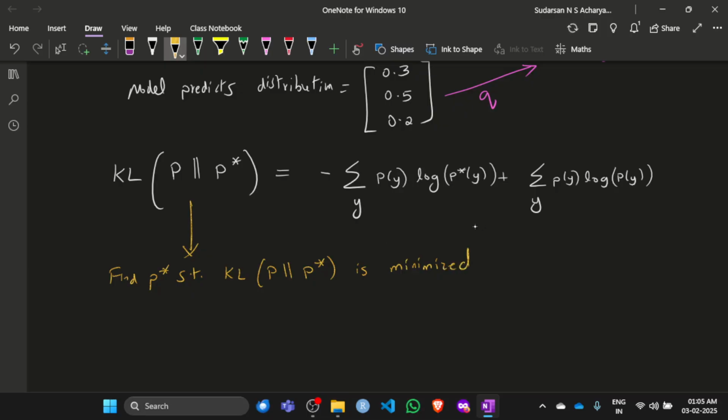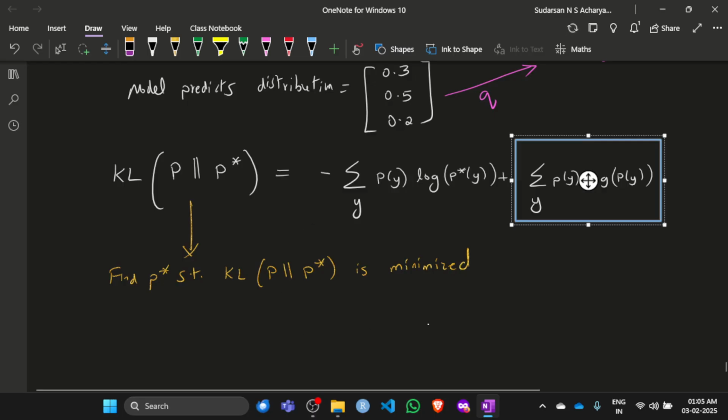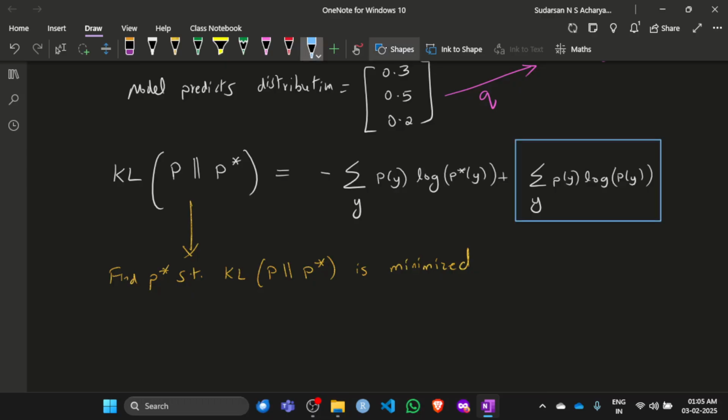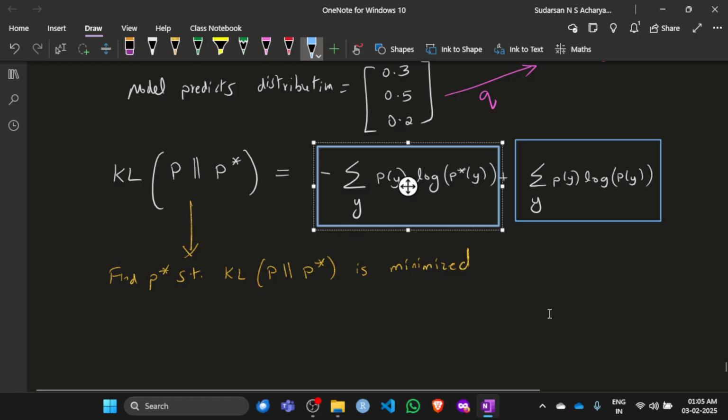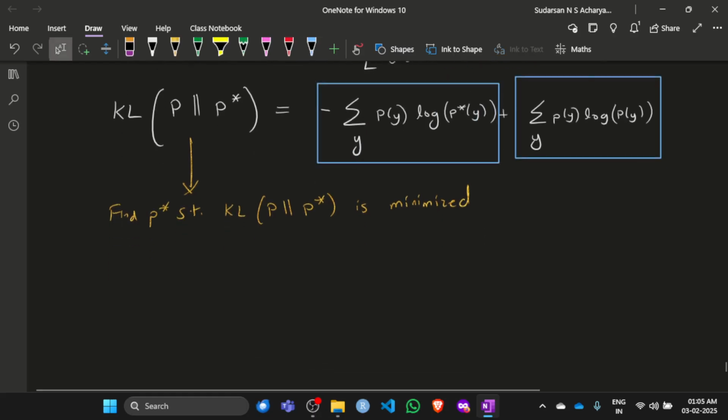So if you want to do that and you look at what the KL divergence on top is, the second term has nothing to do with P star. There is no P star there. This is the entropy of the random variable capital Y. So this is something you cannot control. The only term that has P star is the first term. In other words, we want to find a distribution P star such that that term is minimized.